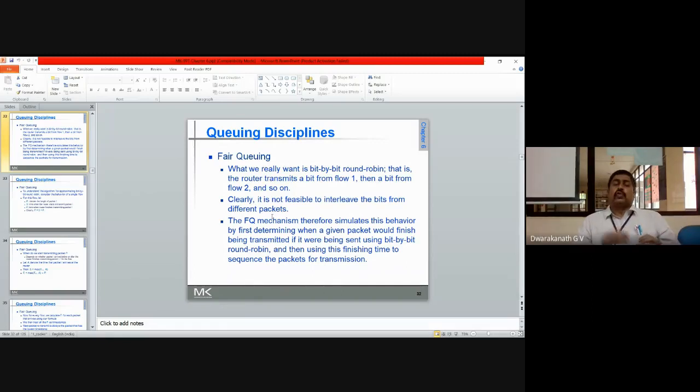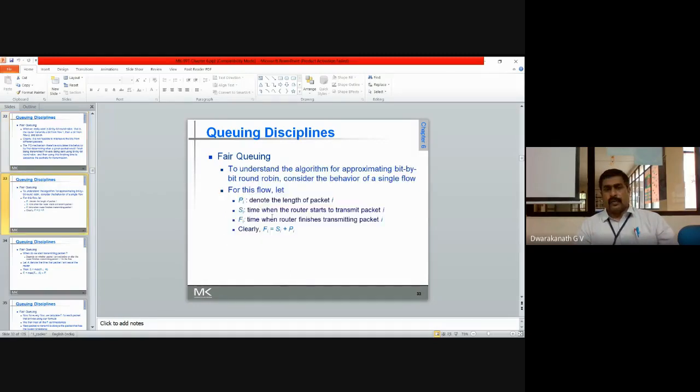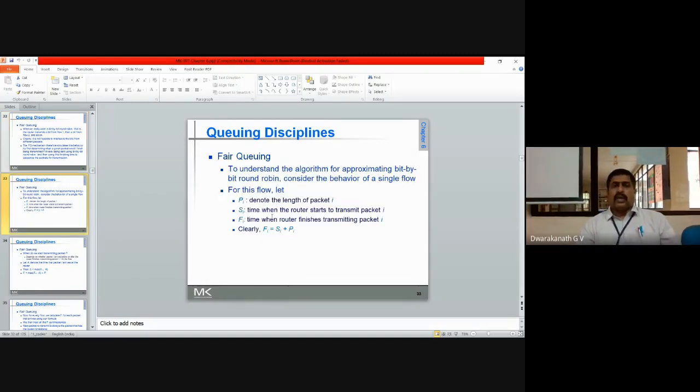Then what we are going to do to solve that problem, bit by bit, is we will fix some time. So what is that finish time? Based on that, bandwidth is allocated. We'll fix some time also. Within this particular time, these many bits will go, so assume it will be one packet or half a packet. So these many bits within this particular time have to be moved. If you keep it like that, then somewhat the fairness will be there. Now again, in fair queuing, to understand the algorithm for approximating bit by bit round robin, how we can approximate the algorithm, how we can fix a time.